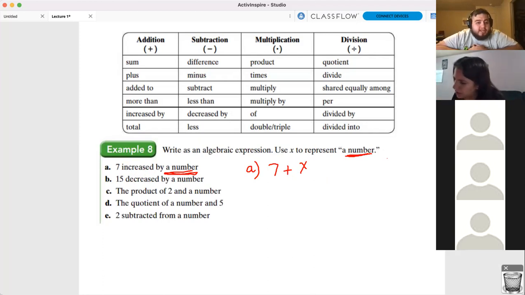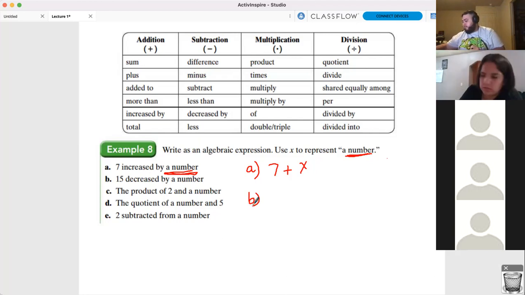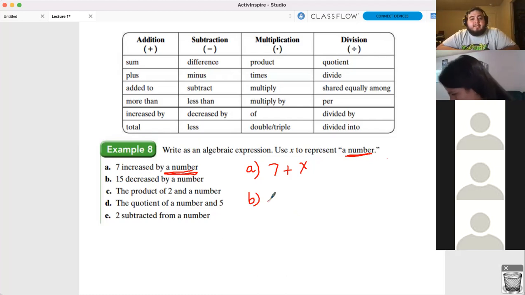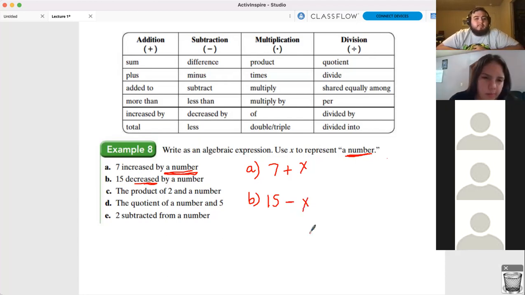B: 15 decreased by a number. Decreased by. It's minus. So what's gonna go first? Would it be 15 minus X? Yes, it'll be 15 minus X, because look how it reads. It says 15, and then it says decreased by. If it's being decreased, it's going lower by a number X. It's all about the wording in the order, okay?